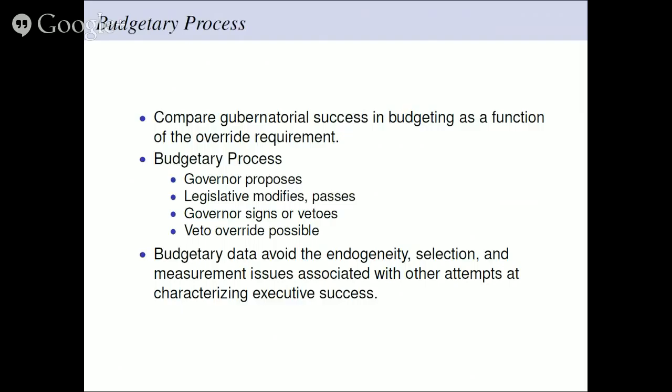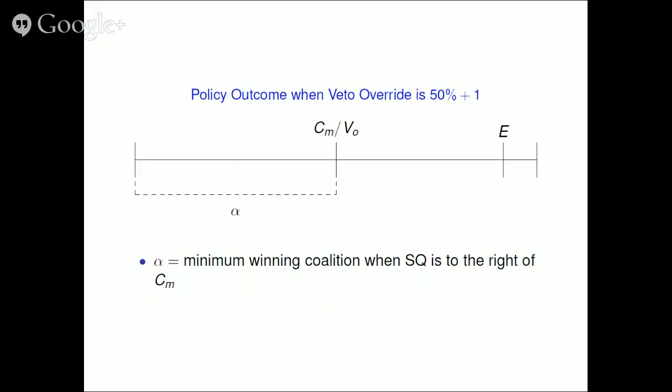Okay, so simply, the budgetary process in the states, as in the federal government, works like this. The governor proposes a budget, the legislature is able to modify that budget, though they tend to work off the governor's. They pass the budget, the governor then has the option of signing or vetoing, and of course the legislature can override a veto if possible. I want to formally return to these examples again to demonstrate why the governor should be more successful in cases where the veto override requirement is higher.